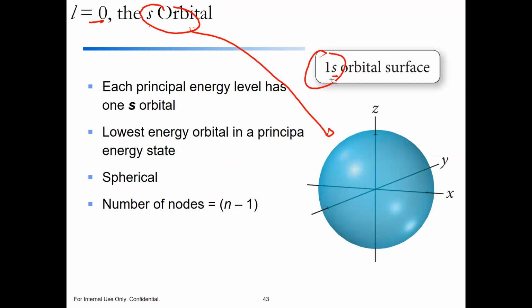I put a number 1 in front of here. This number 1 tells me I'm at shell number 1. I'm talking about the s orbital in shell number 1. That's what the number 1 in front means, 1s. Because there could also be a 2s orbital. That would be an s orbital in level number 2. So that's what the number 1 means.